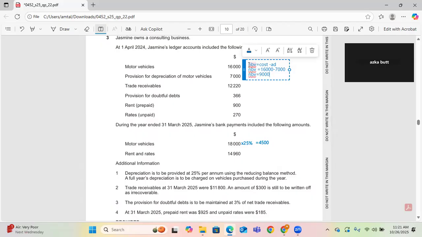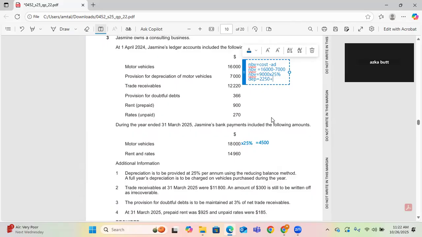Now we will be multiplying this with the 25%. So let's see what will be the depreciation for the year. 9,000 multiply 25 divided by 100. So this is equal to 2,250. But as you can see, we have this depreciation as well, so we will be including that.